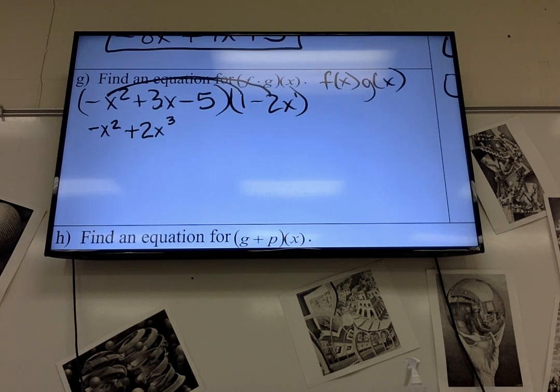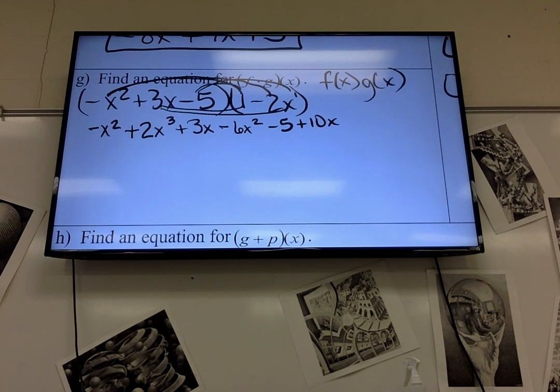And then 3x times 1 is 3x. Yep, minus 6x squared, because 3x times negative 2x is minus 6x squared. And if you have these in a different order, that's okay. Minus 5, good. Plus 10x. Good. Multiply negative 5 times both of those. Positive 10x because negative times negative is positive. Careful with your signs.